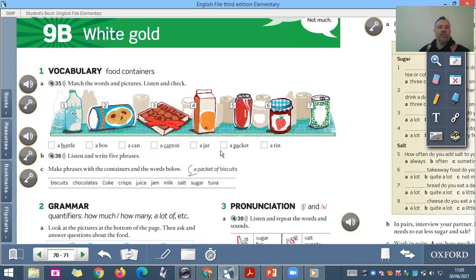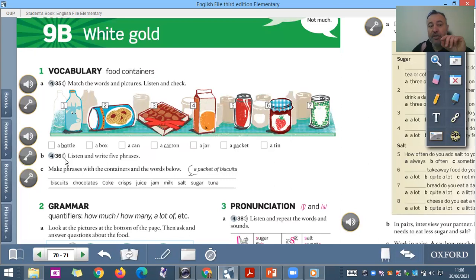All right, so these are some examples of containers. You have a bottle of milk, a packet of biscuits, a box of chocolate, a carton of juice, a can of Coke or soda, a jar of jam, and a tin of maybe tomatoes. I don't know.